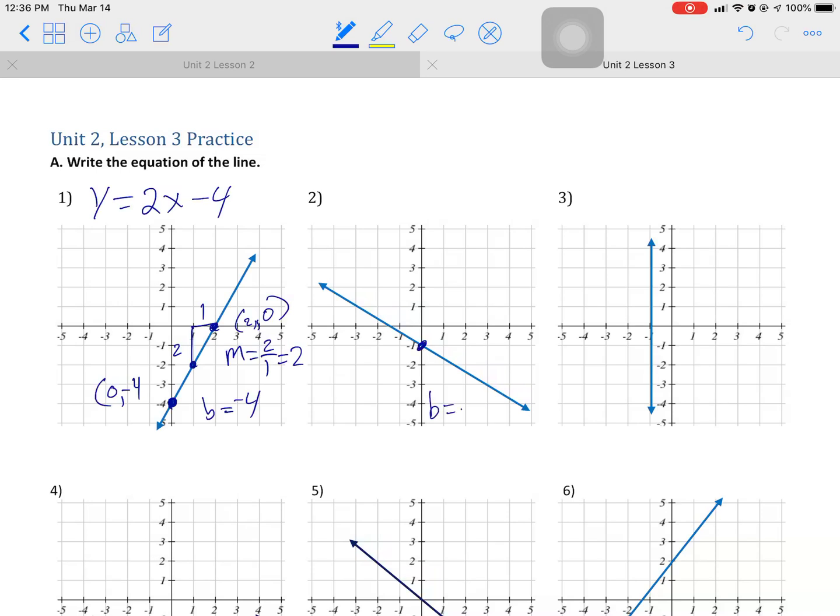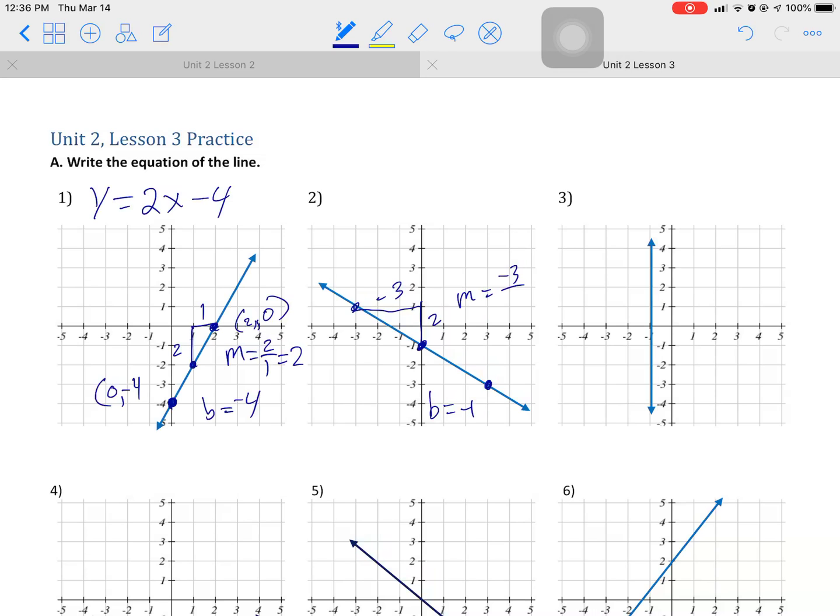Okay. This one, here's the y-intercept. B equals -1. Let's see, another point on the line. There's one there, there's one there. So up to back 3, that makes sense. This is down the mountain, that's a negative slope. So M equals negative 3, no.